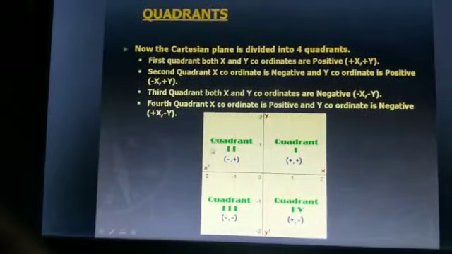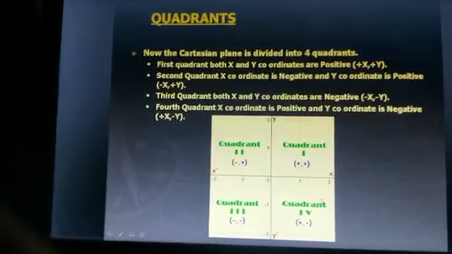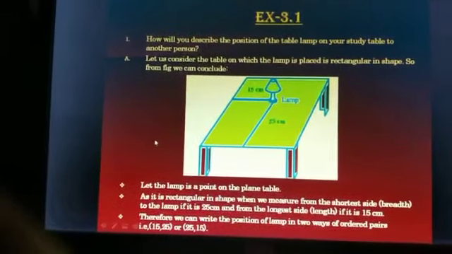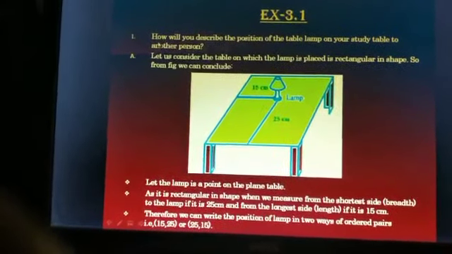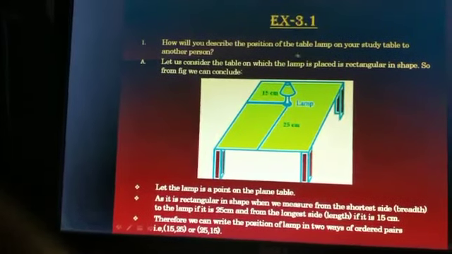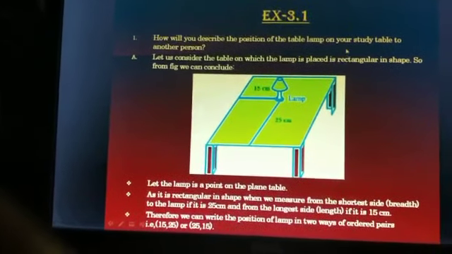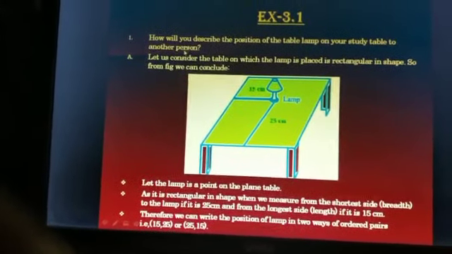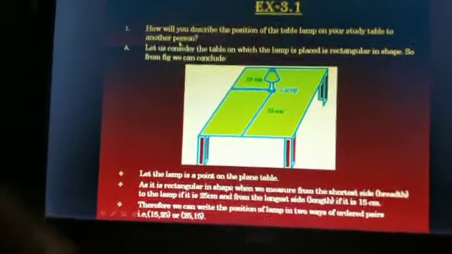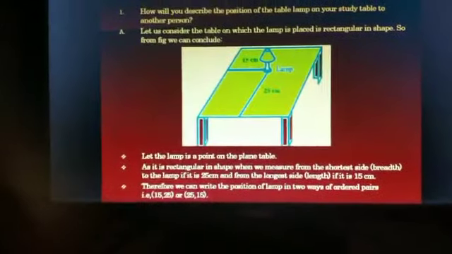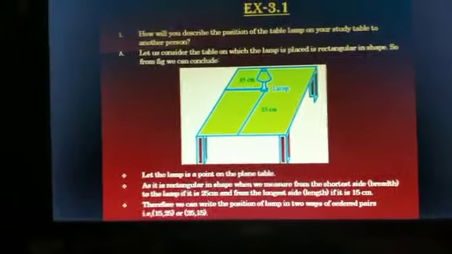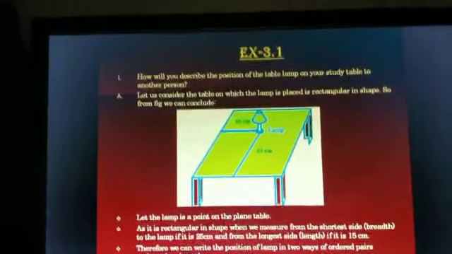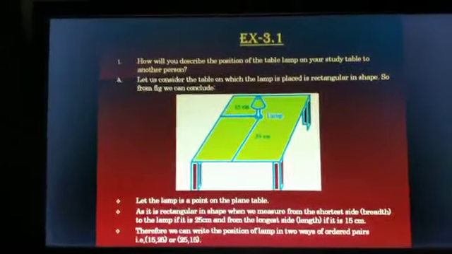Okay children, hope you all understood about the quadrants now. Let me go to our first exercise. The first question is: how will you describe the position of the table lamp on your study table to another person? If you don't have a lamp at your house, take a water bottle, children, keep it on a table and explain to your mom or dad what the position of that water bottle on the table is.